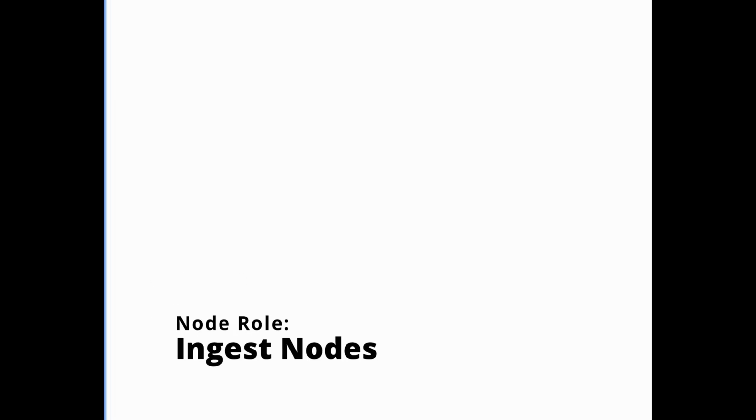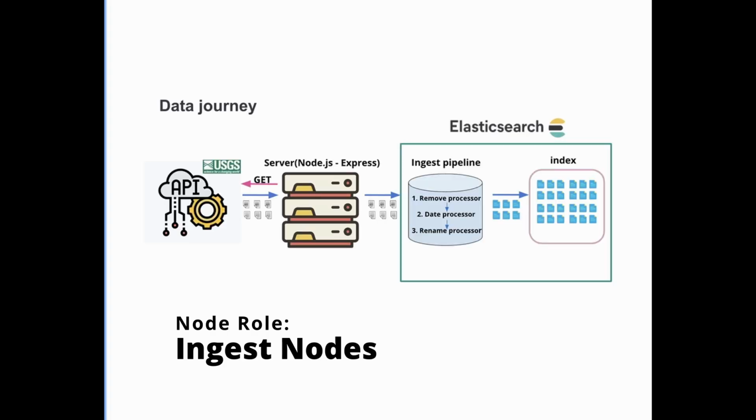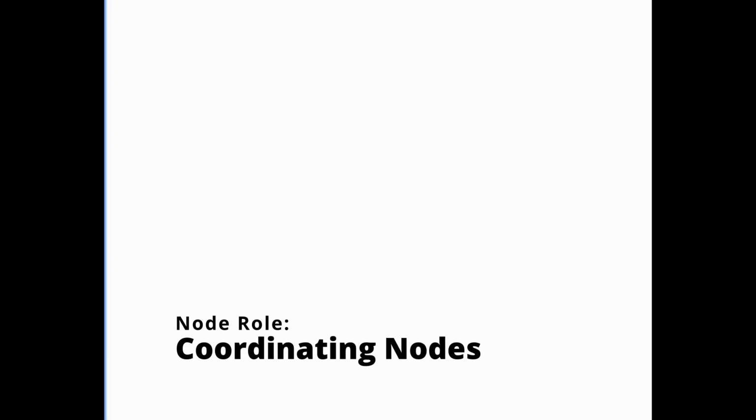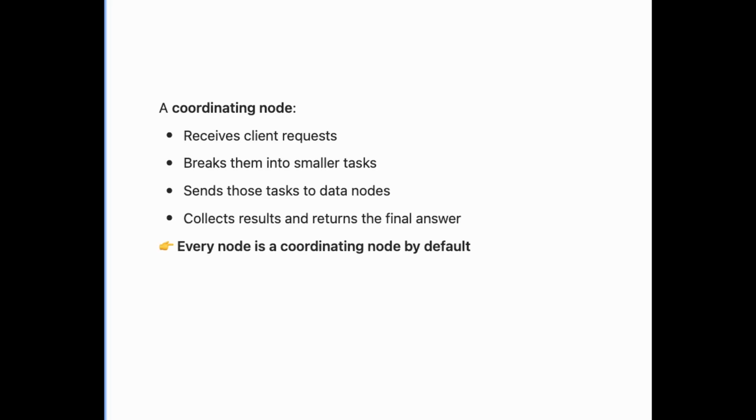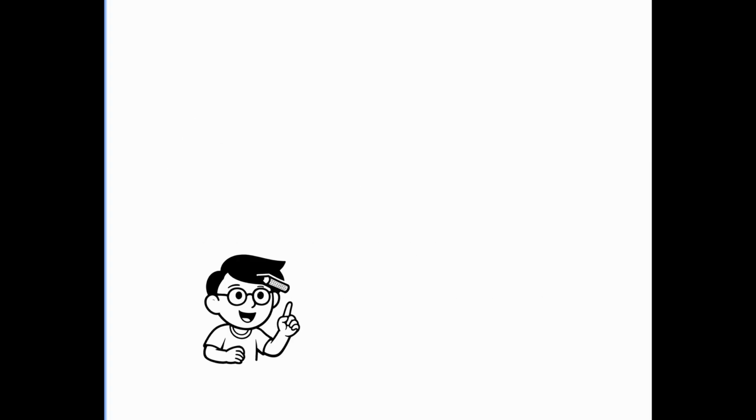Then come ingest nodes. Ingest nodes process data before it is saved, so they are mainly used to parse logs, add geolocation, rename fields, and do a lot of other things. Coordinating nodes: this role is often misunderstood. A coordinating node receives client requests, breaks them into smaller tasks, sends those tasks to data nodes, collects the results, and returns the final answer. Every node is a coordinating node by default, but in large clusters, you may dedicate nodes only for coordination. Now that we know who does what, let's talk about how data is stored.